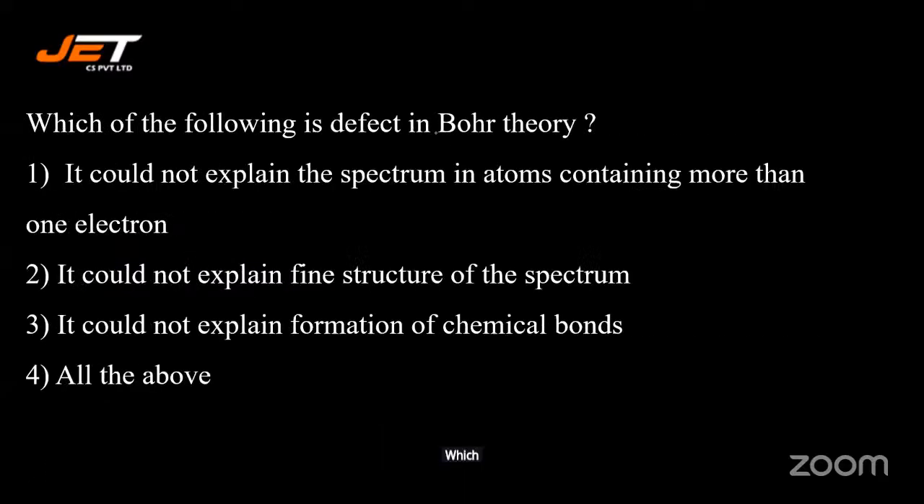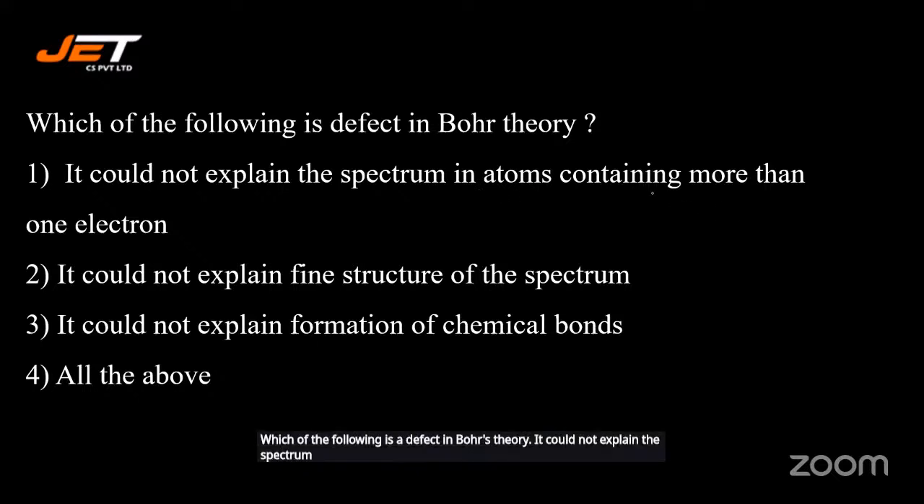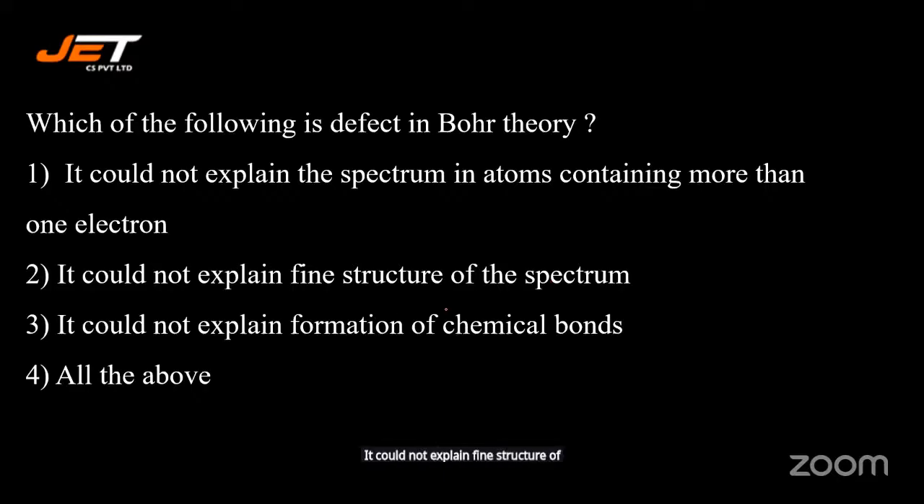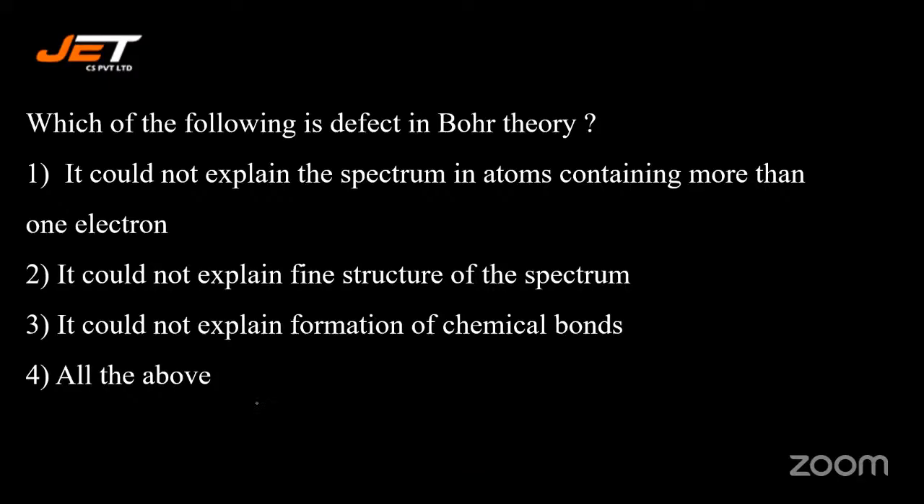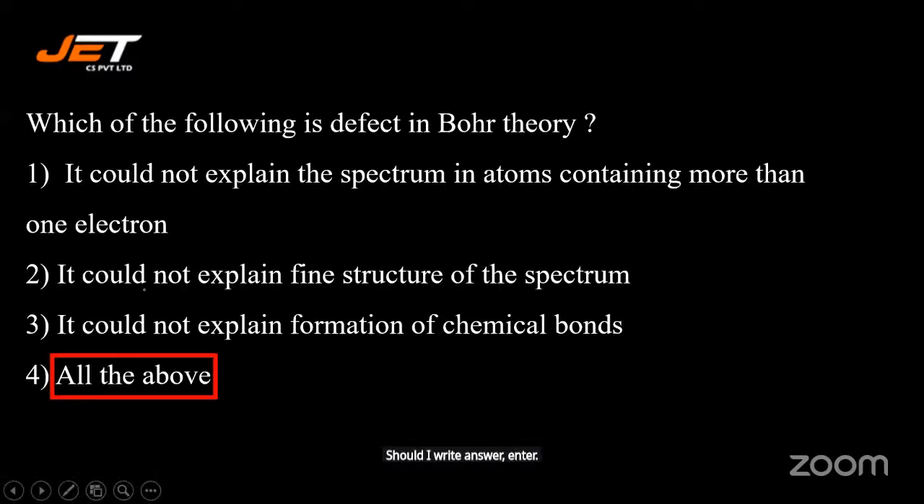Which of the following is a defect in Bohr's theory? It could not explain the spectrum in atoms containing more than one electron. It could not explain fine structure of the spectrum. It could not explain formation of chemical bonds. And all of the above. Which is the correct answer? Gopichand, option 3. Srutasya is telling it's all of the above. Yes, it is all of the above.